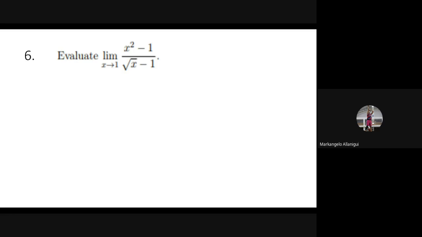Now let's evaluate the limit of x squared minus 1 all over the square root of x minus 1 as x approaches positive 1. Since x squared minus 1 is equal to 0, and the square root of x minus 1 is also equal to 0, then the limit of x squared minus 1 all over the square root of x minus 1 as x approaches 1 is an indeterminate form of type 0 over 0. So again, we will find the equivalent limit, because once we substitute 1 there, it will give us an undefined answer. And how do we do it?